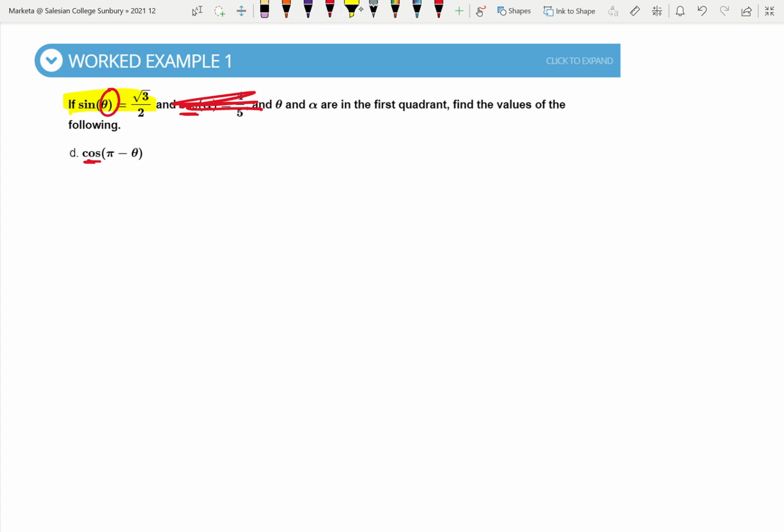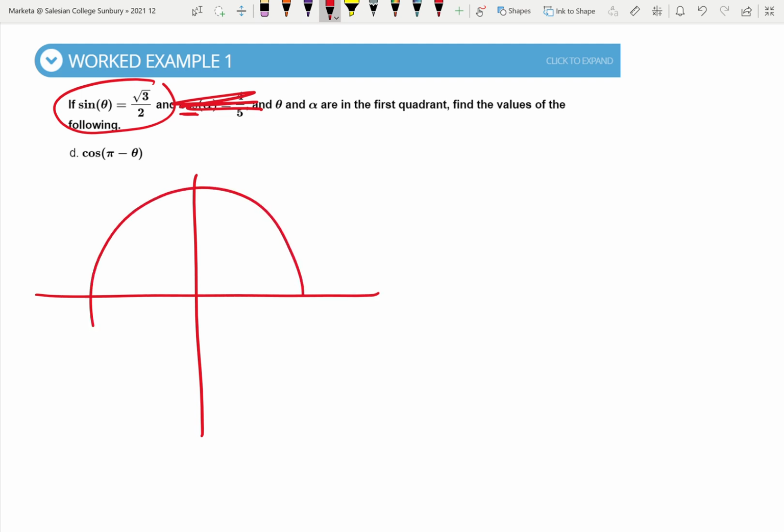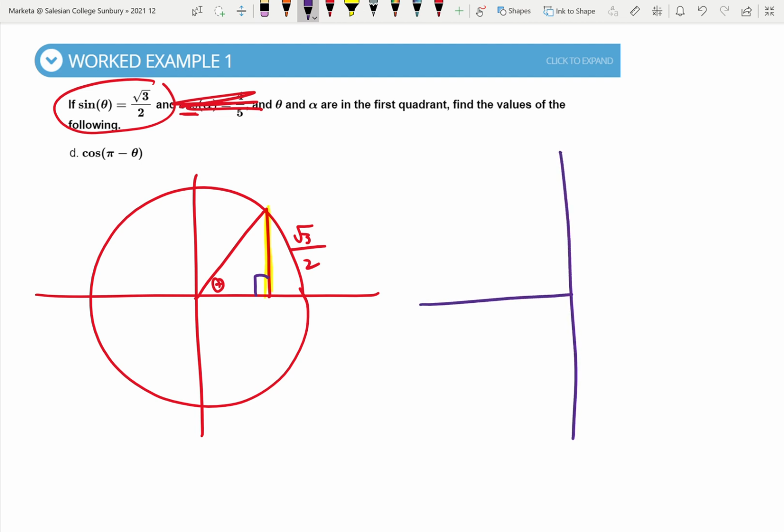Ignore this. Let's draw the original unit circle with sine theta again, so we can refer to that easily. There's our theta. Our sine is root 3 on 2, which is the upright length of the right-angled triangle. So let's see, cos of pi minus theta. I'm going to draw this separately over here.